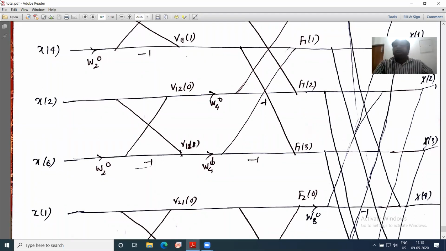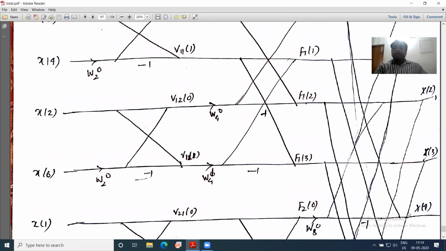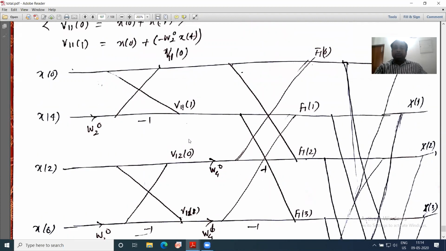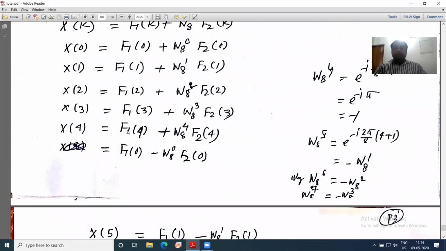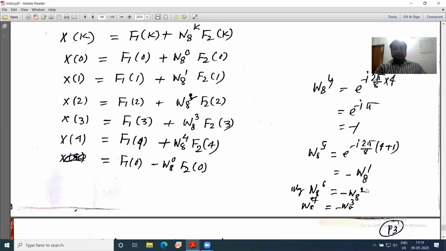Okay, so now x0, x1, x2 and x3, these are the 4 values we have computed. Now x4 equal to f1 of 4, w84, f2 of 4, and this is periodic with 4, so f1 of 4 equal to f1 of 0, f2 of 4 equal to f2 of 0, and w84 again equal to minus 1. W84 means e power minus j2 pi by 8 into 4, so e to the minus j pi, this is equal to minus 1, right? And w85 equal to minus of w81, w86 equal to minus w82, and w87 equal to minus w83. On similar lines of calculation, you can derive this earlier also.